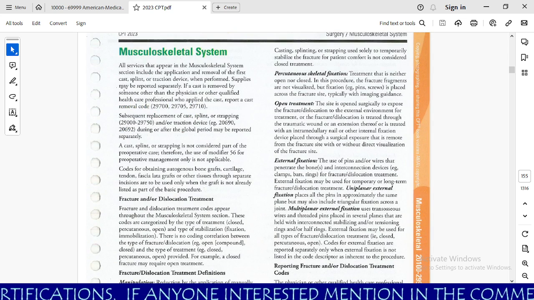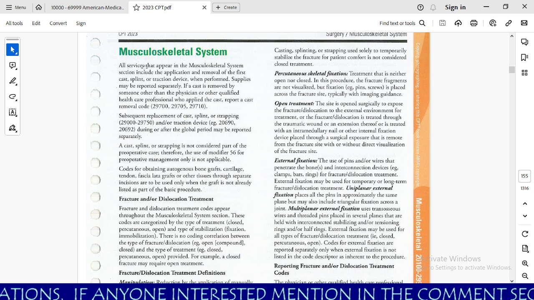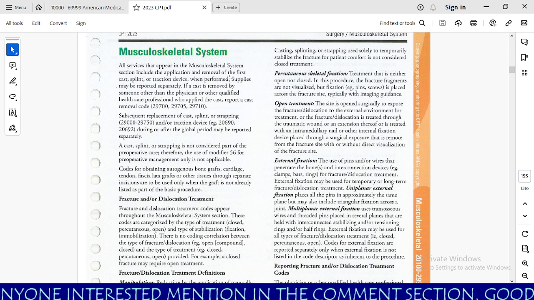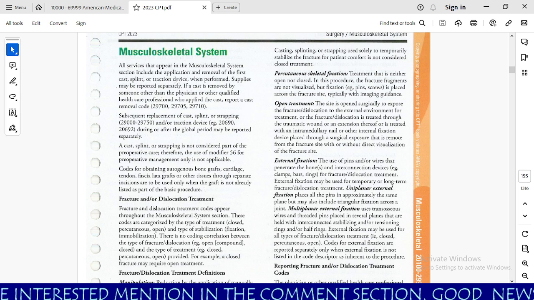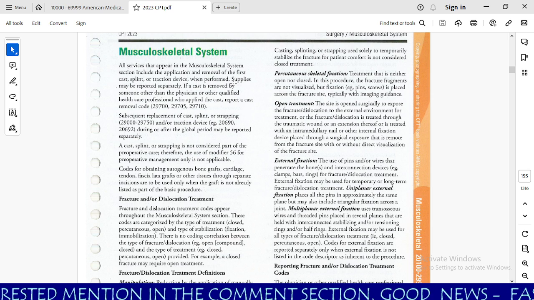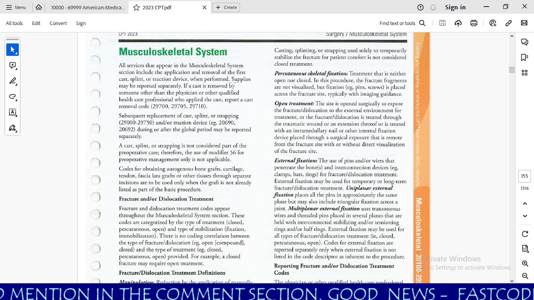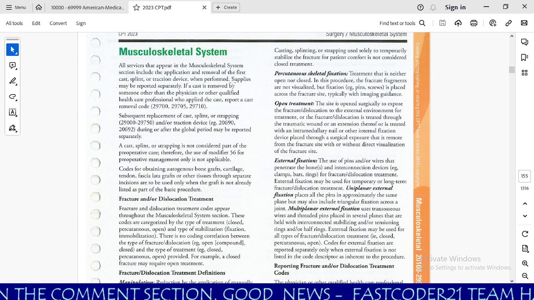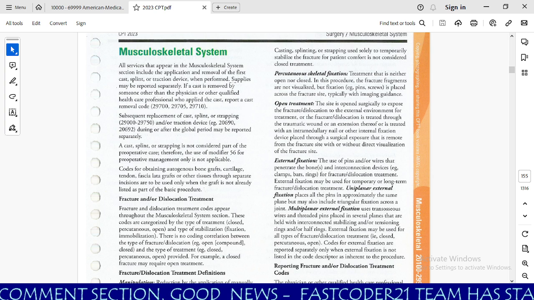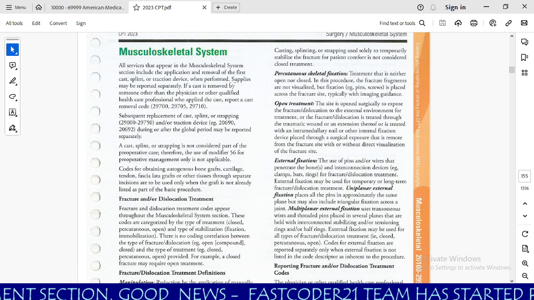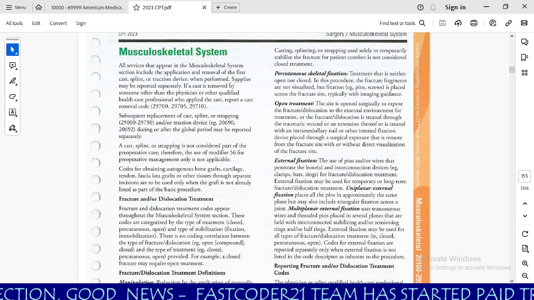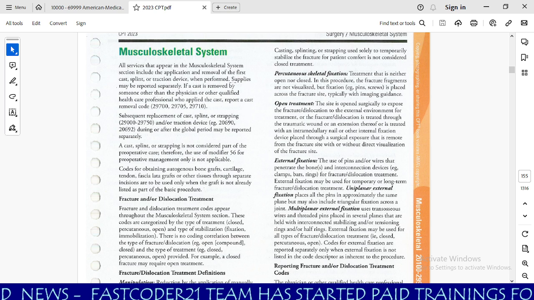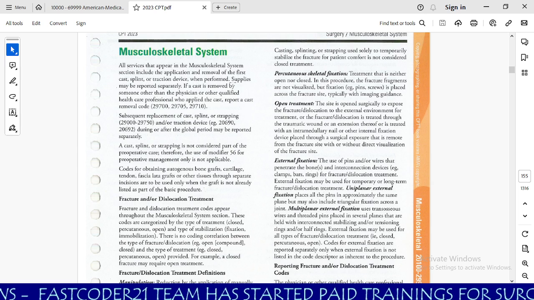Now we will learn the musculoskeletal system. All services that appear in the musculoskeletal system section include the application and removal of the initial cast, splint, traction device when performed. What is the meaning of this? Whenever the physician performs any procedure, the initial cast, splint and traction devices are included in the musculoskeletal system procedure, which are usually 20,000 series codes. So we will not code the initial cast, splint or traction device. Supplies may be reported separately.